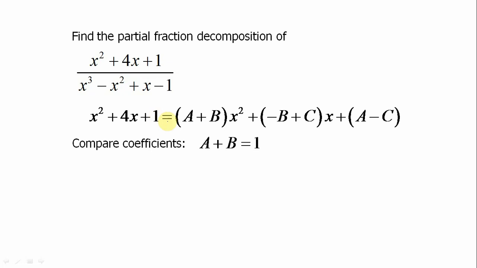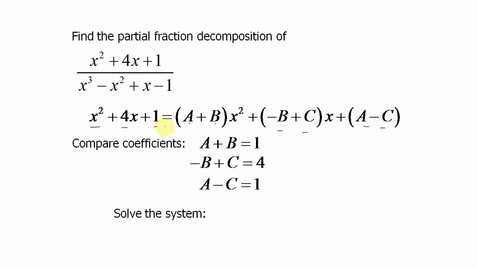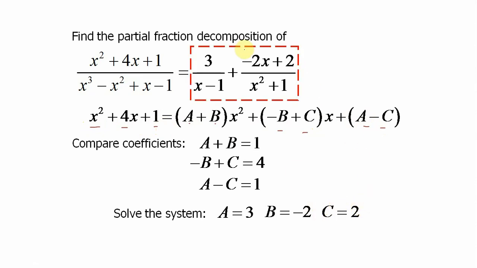Compare the coefficients, you'll find a plus b is equal to 1, minus b plus c is equal to 4, and a minus c is equal to 1. Solve these equations, you'll find the values of a, b and c as 3, minus 2 and 2. Put them in the original partial fraction expression and you'll get 3 upon x minus 1 plus minus 2x plus 2 divided by x square plus 1. This is the partial fraction decomposition of the given expression.